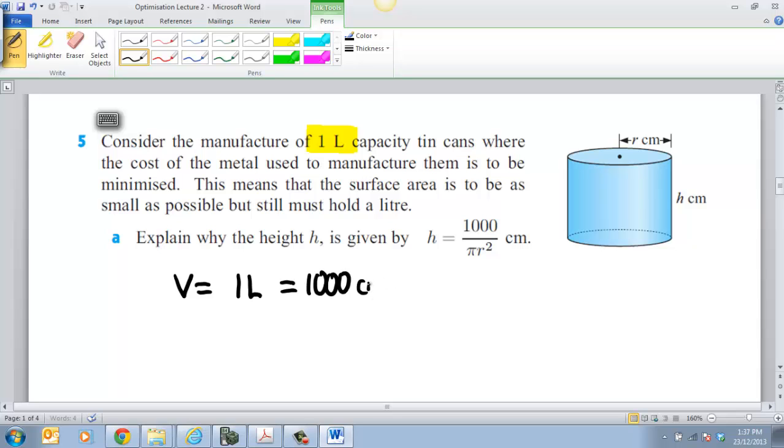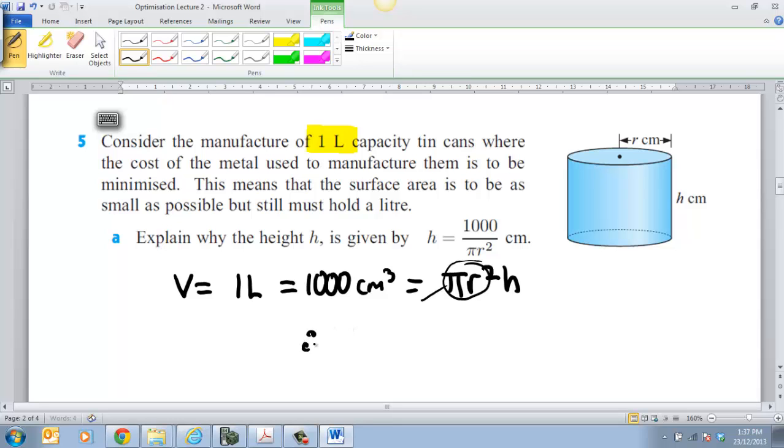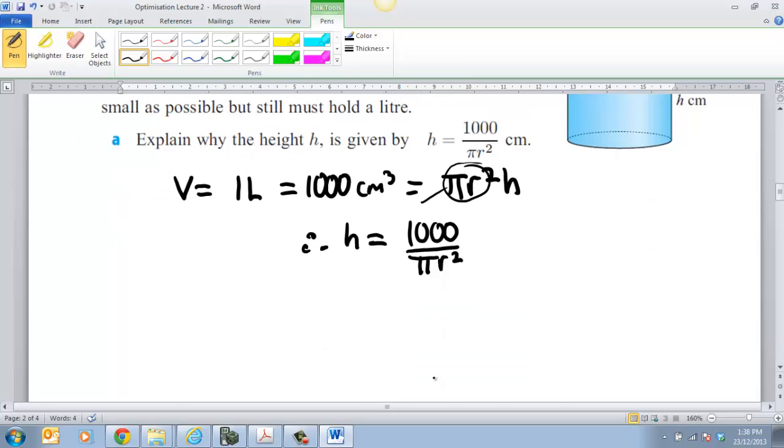Now the volume of this shape, because it's a prism, is the area of the base, which is simply pi r squared, times h. So all I have to do is bring this down to the bottom. Therefore h is equal to 1,000 divided by pi r squared. They'll generally ask you to show that, so if you couldn't see that bit, you can use it for the rest of the question. So I've got that relationship.